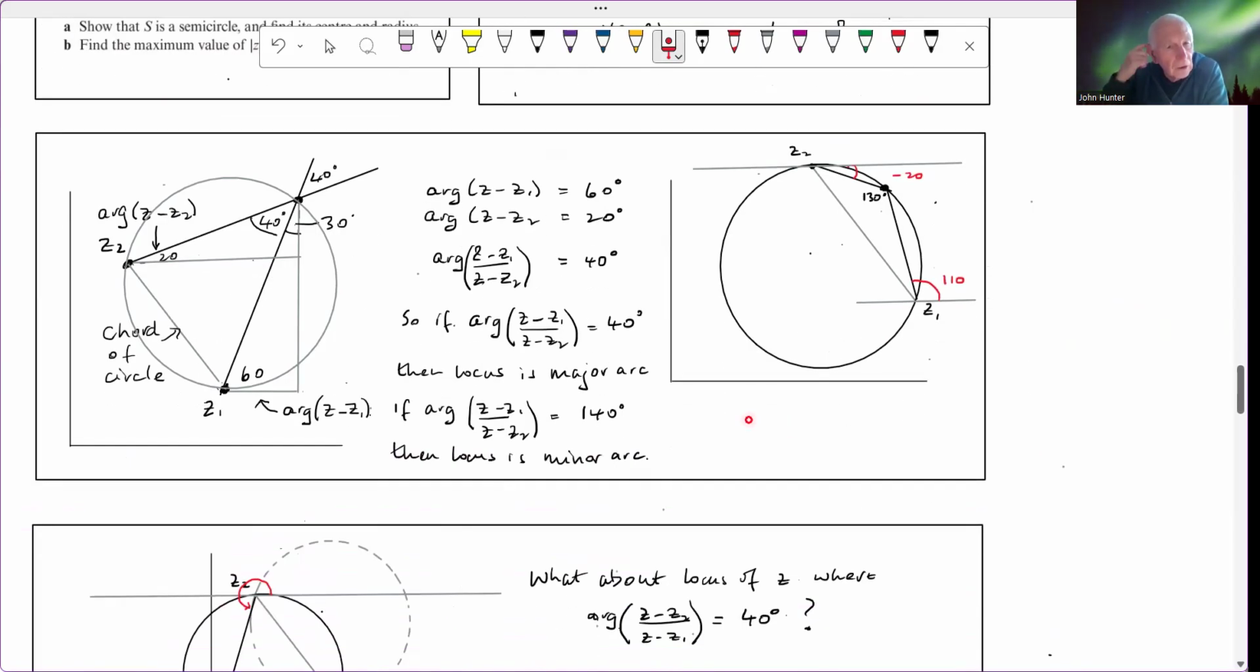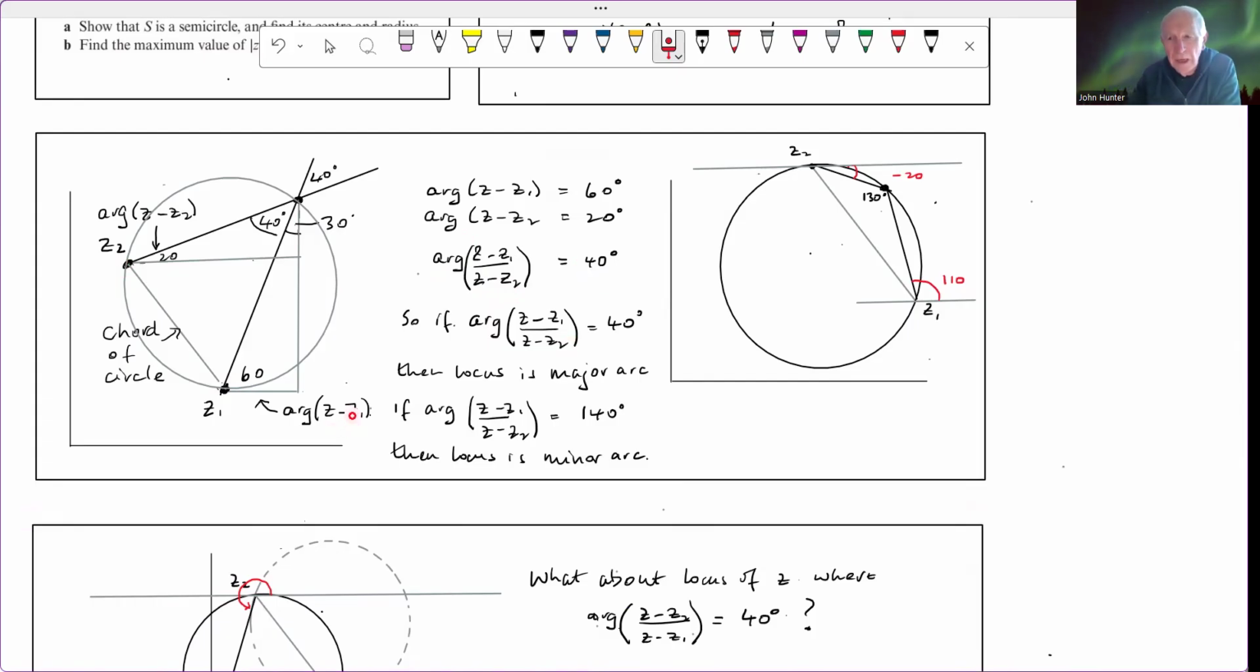Now let's have a look at something. What we're interested in really is when we've got this quotient involved. So what exactly does this mean, and what does it mean geometrically when we say that we want the set of points such that the argument of Z minus Z1 divided by Z minus Z2 is equal to 40?